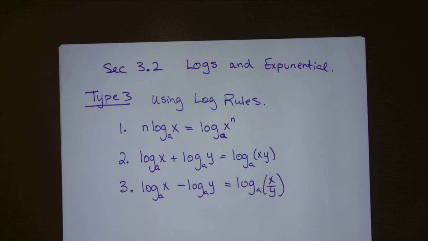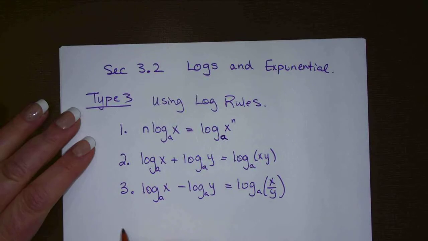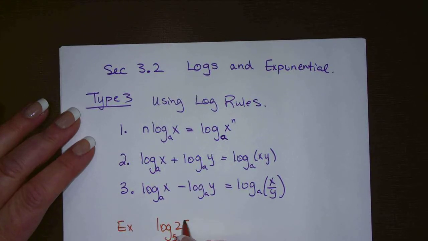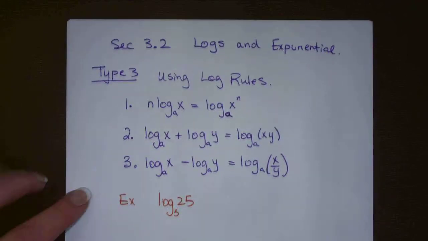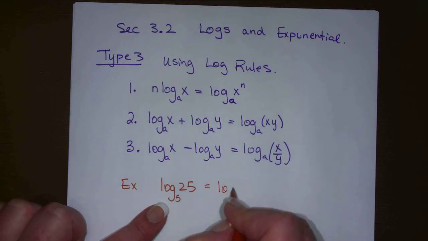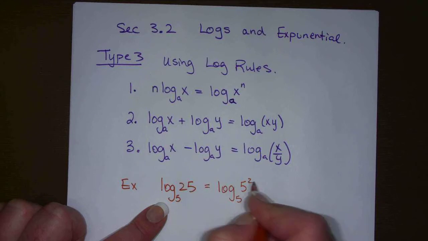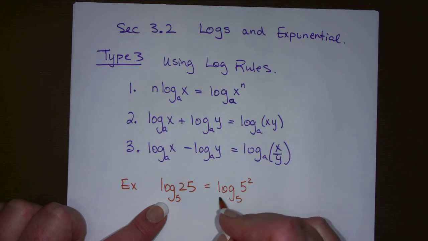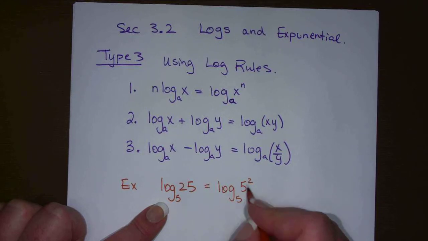So let me just show you what each of these mean if we're looking at just a number, for example. So log base 5 of 25. What's the answer to that? Do you remember? We say 25 is 5 to what power? 2, so the answer to this is 2. This is log base 5 of 5 squared, which these sort of cancel, and the answer is whatever the exponent is, 2.